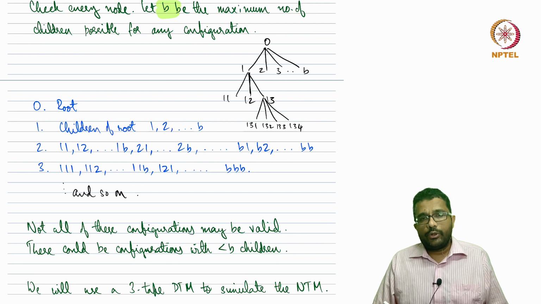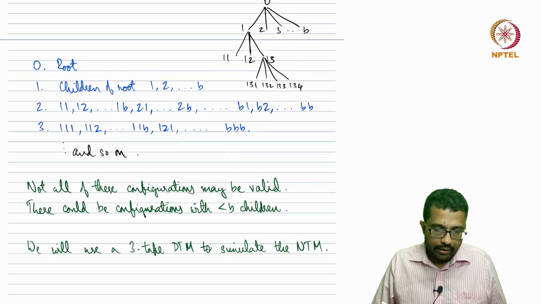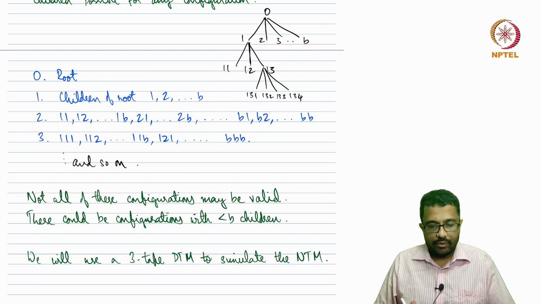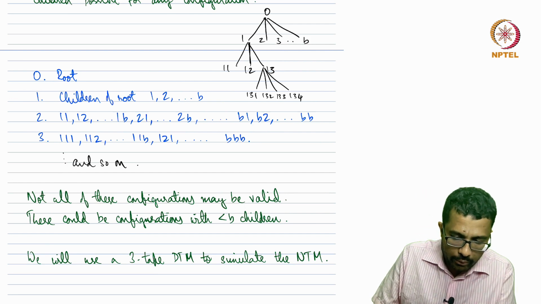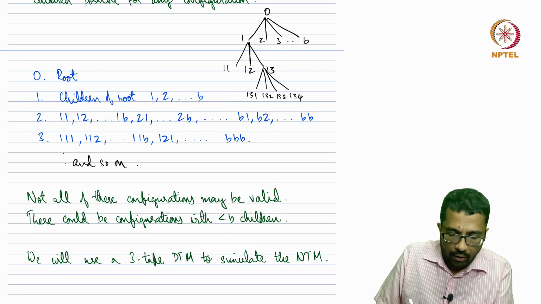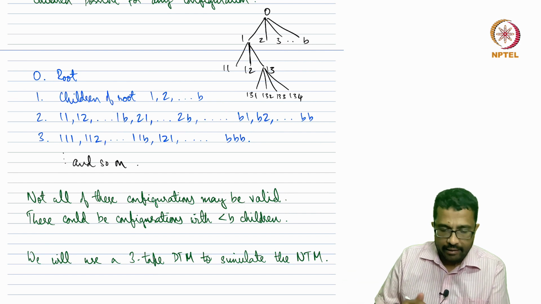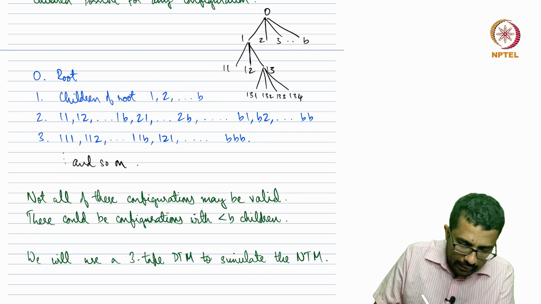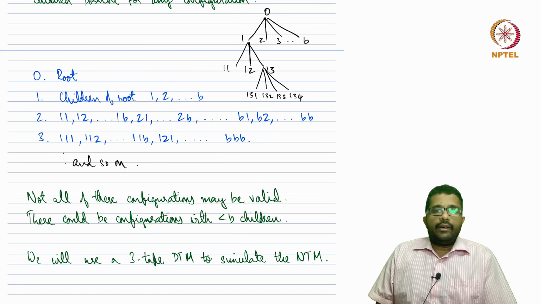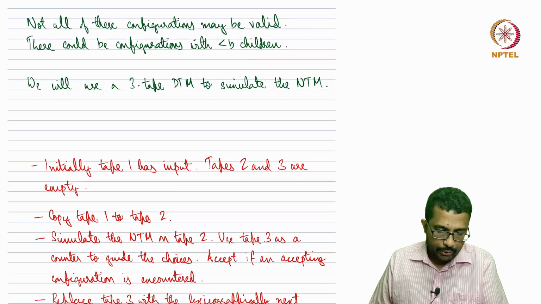So what we do is we try out paths in this manner. We go to 1, 2, 3 up to B, then 1 1, 1 2, 1 3, then 1 3 1, 1 3 2. So all the configurations at a certain level we check in the respective step. And whenever we get an accepting configuration, we accept.